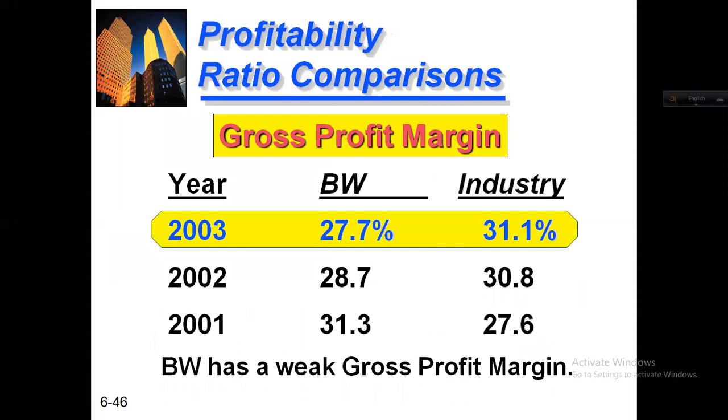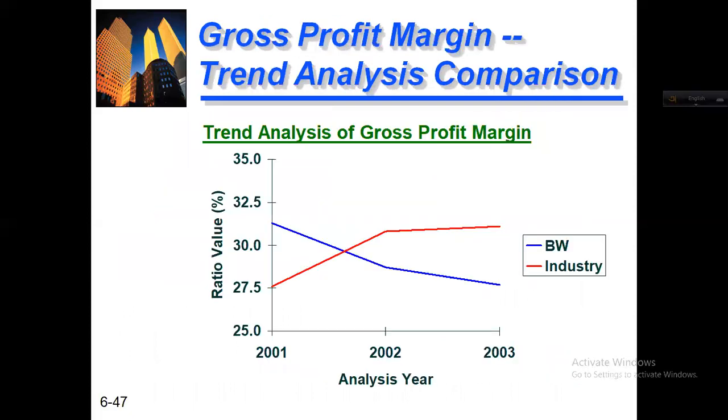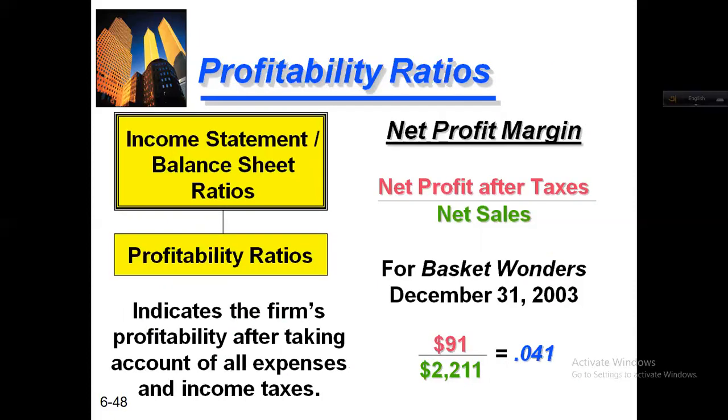So here is the gross profit margin trend analysis from 2001 to 2003. Our gross profit margin ratio is in a decreasing trend. Our profit is in a decreasing trend. So that's not good for the company. And compared to the industry average, our company's gross profit margin is also lower. Here is the graph, you can see.